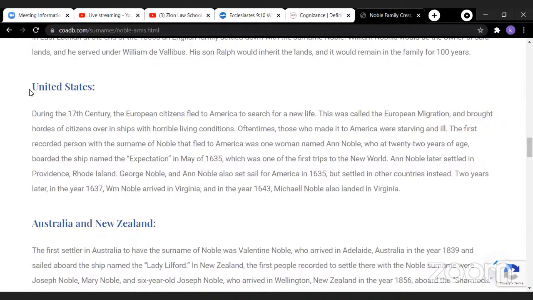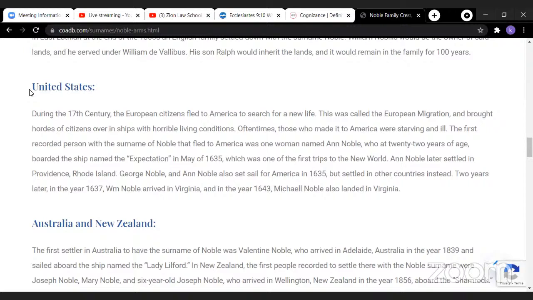United States, during the 17th century, the European citizens fled to America to search for a new life. This was called the European migration and brought herds of citizens over in ships with horrible living conditions. Oftentimes, those who made it to America were starving and ill.